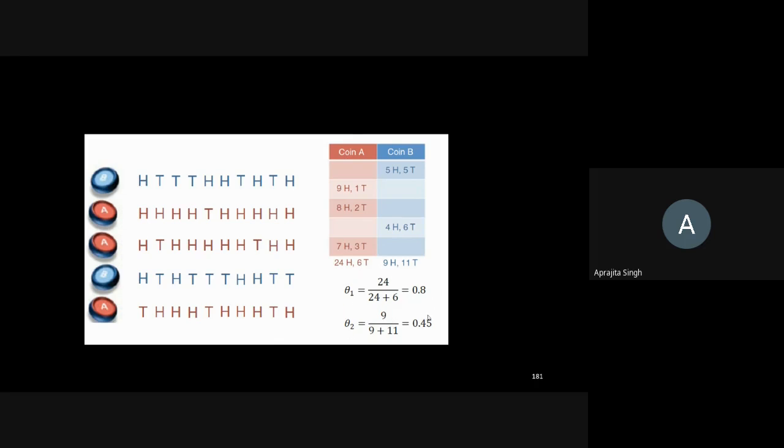Similarly, theta 2 is coin B landing heads. How many times heads have come? 9 times heads have come. So heads 9 divided by 9 plus 11. You get this. So this is how you get the probability.